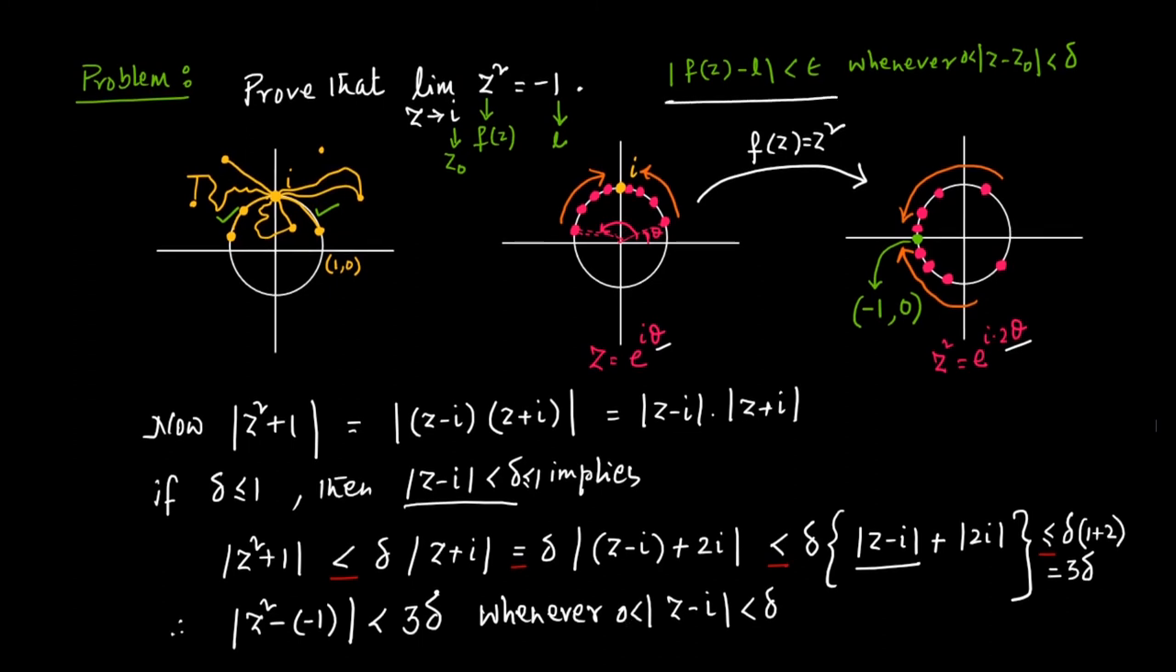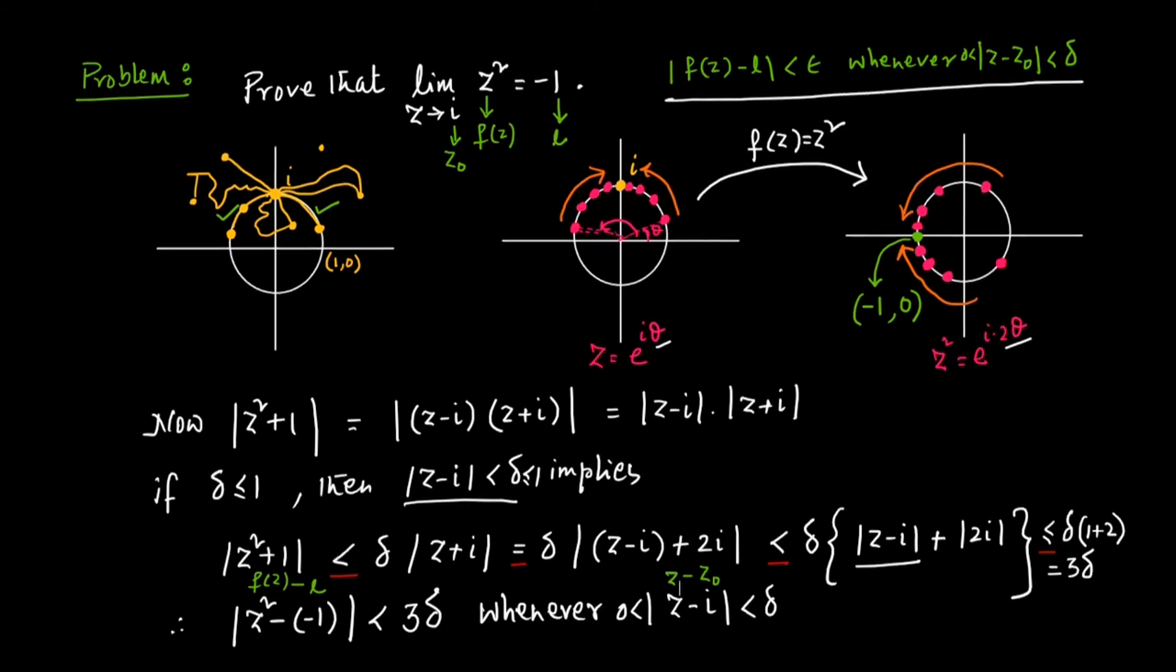Now we are seeking an expression like this, where if I compare, this is my f(z), this is my l, this is my z, this is my z0. So I have got here f(z) minus l, z minus z0. Now I need to find out what is epsilon and what is delta. Can you tell me? Absolutely correct.